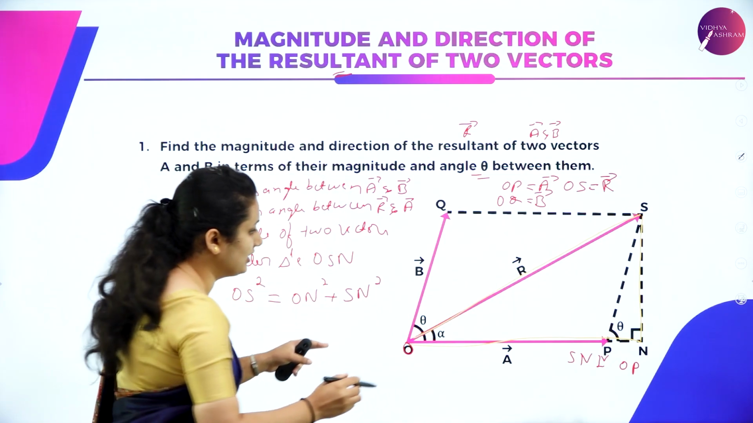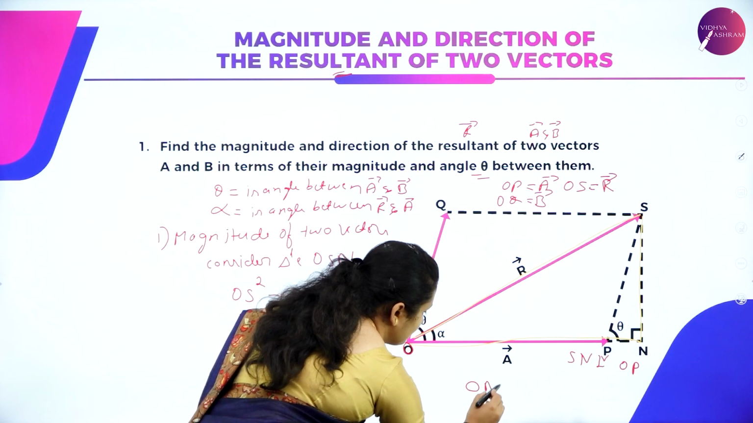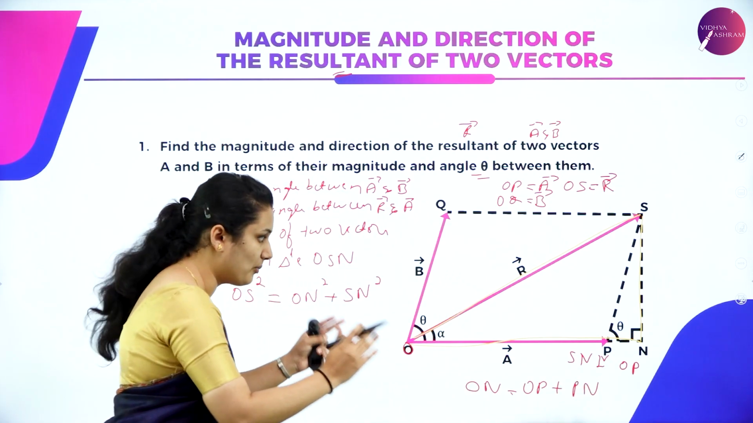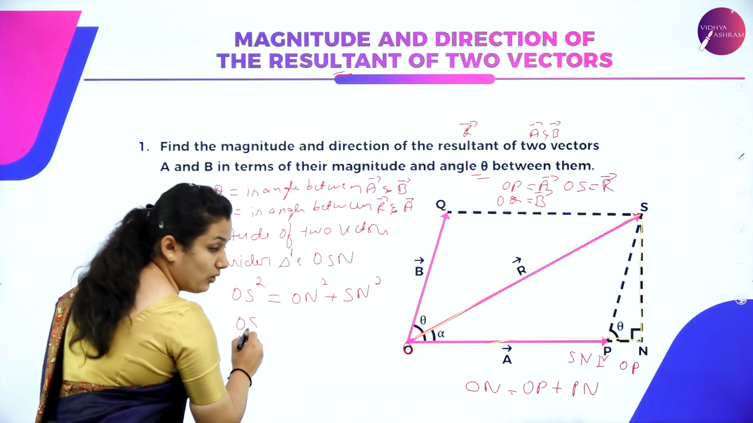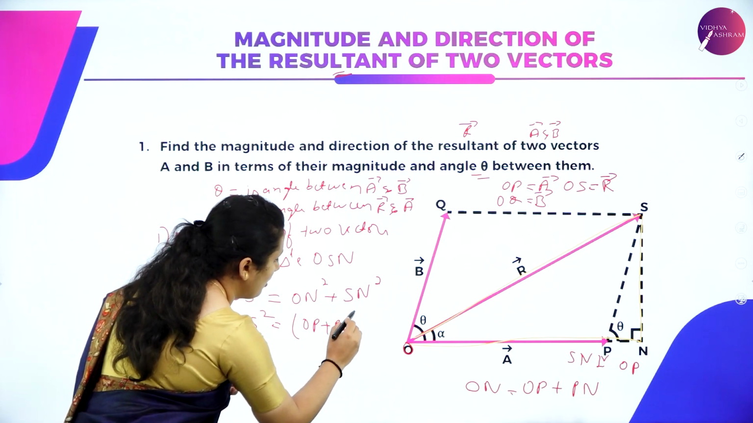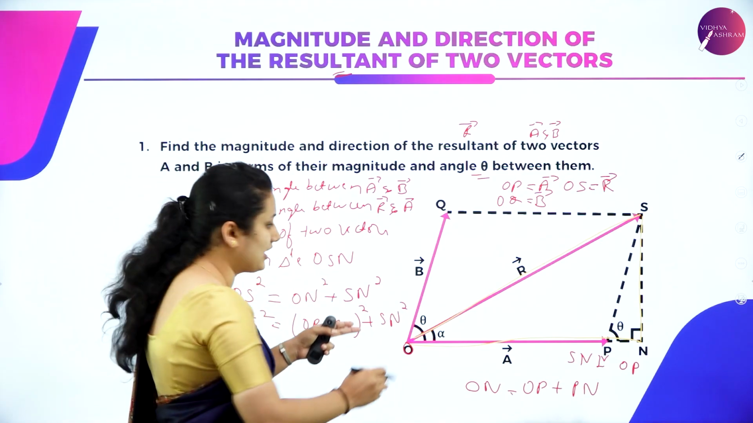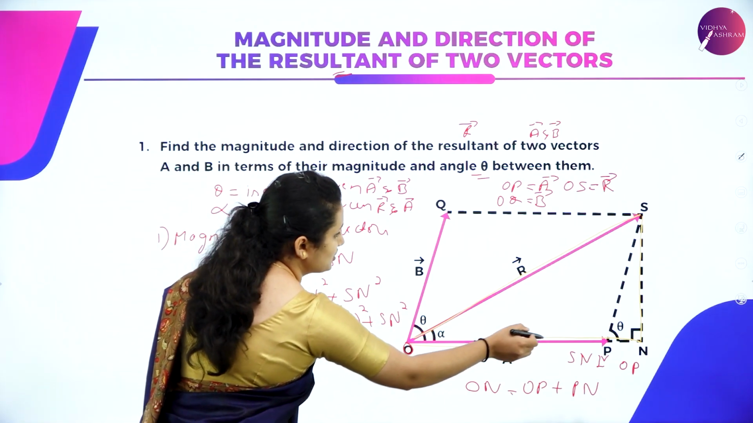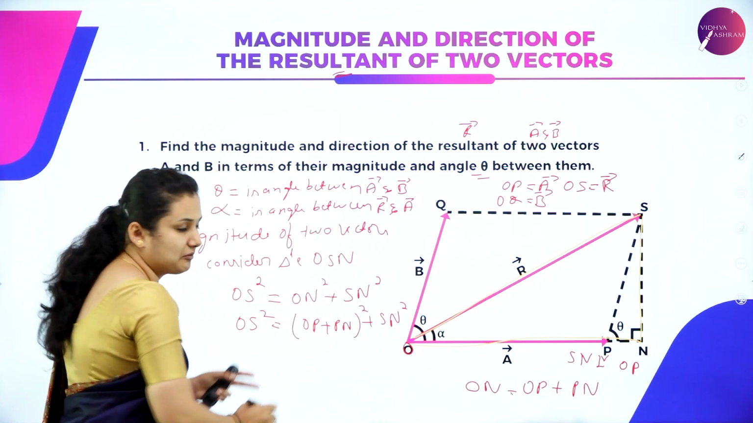So, what is ON here? It is OP plus PN, isn't it? It is OP plus PN that makes the line segment ON. Substitute that here. So, OS square is equal to OP plus PN whole square plus SN square. Clear? I have considered a right angle triangle OSN. So, I will write hypotenuse square is equal to adjacent square plus opposite square. ON is nothing but OP plus PN. I have made the substitution.